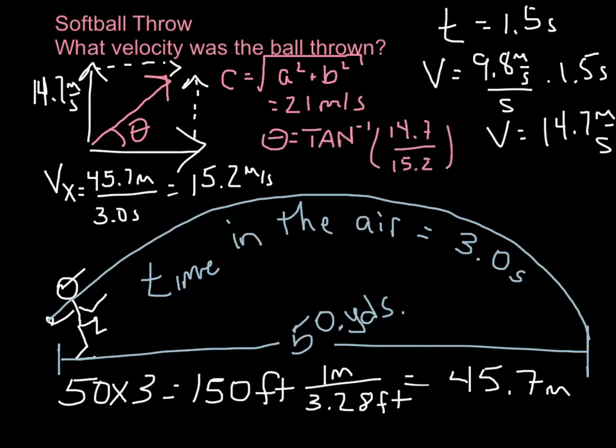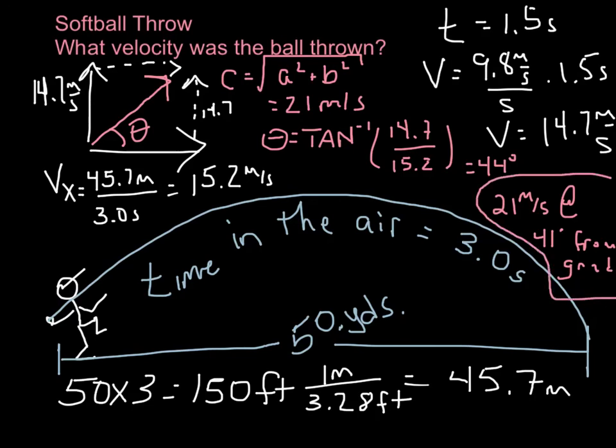If I look at my triangle over here, I've got the opposite side being 14.7, and I've got the adjacent side being 15.2. So inverse tangent of opposite over adjacent will give me the angle. And I get 44 degrees. So final answer for this problem is the ball was thrown at 21 meters per second at 44 degrees from the ground. So I'd write that out there. And there it is. That's my final answer. The vector answer is the velocity of the softball throw.